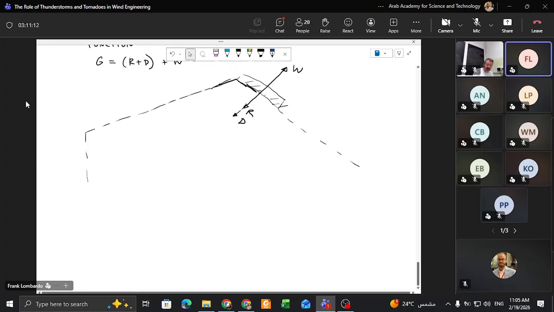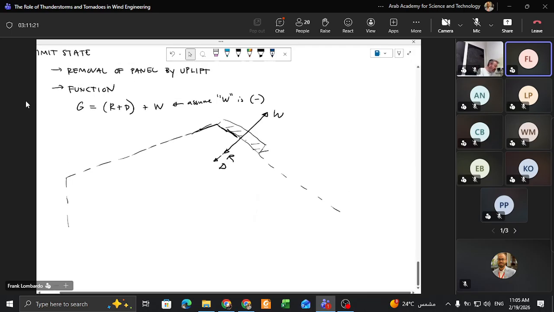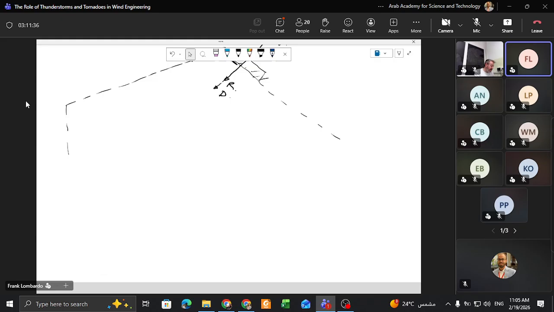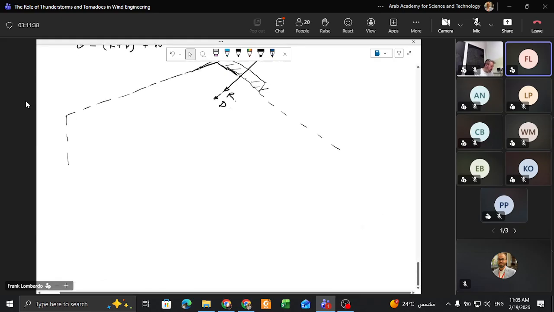So now, like we said, we can do Monte Carlo simulation. We can look at the likelihood of all possible outcomes. All of these things, resistance, dead load, wind load, are random variables. So we can simulate various values for those and see how likely it is that things are going to fail for a given wind speed. So here we can do Monte Carlo simulation.